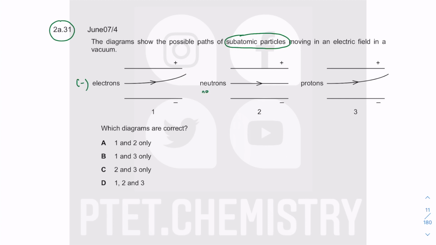Neutrons have no charge. If neutrons have no charge, they will not be deflected at all. They just travel in a straight line in an electric field. Protons are of course positively charged, and they should be deflected towards the negative terminal, but this one is towards the positive terminal, so this is incorrect. In fact, positive gets attracted towards negative. So only 1 and 2 are correct and not number 3.